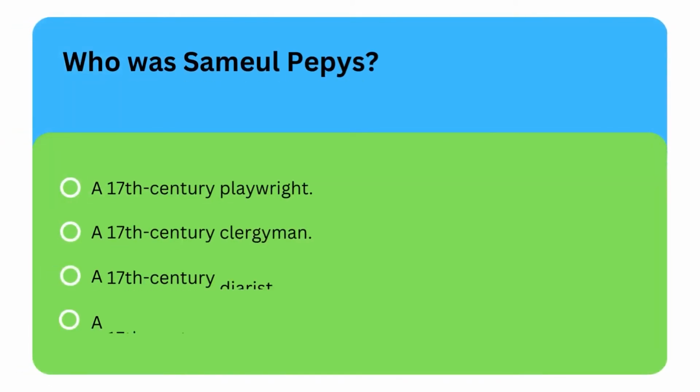Next question is, who was Samuel Pepys? Options are a 17th century playwright, a 17th century clergyman, a 17th century diarist, or a 17th century architect. So the correct option is third option. He was a 17th century diarist.